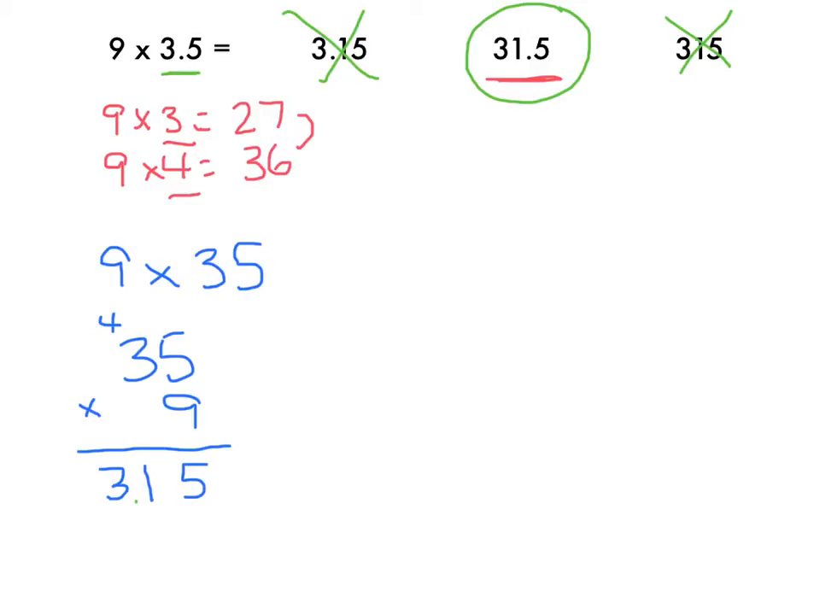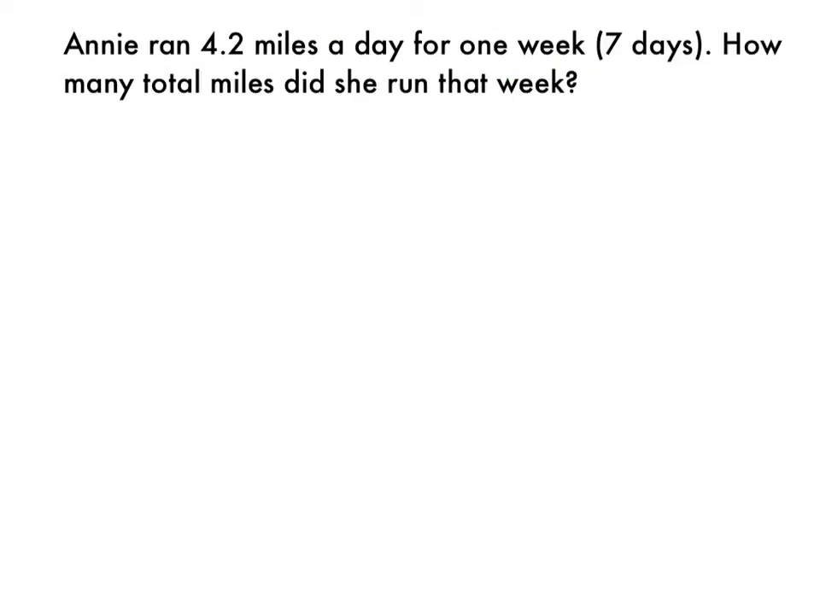Now let's try some story problems. Annie ran 4.2 miles a day for 1 week, 7 days. How many total miles did she run that week? Okay, the first thing I'm going to do is make an equation for this problem. And my equation is going to be she's running 4.2 miles a day every day for 1 week. So that means she's doing 7 groups of 4 2/10 of a mile.